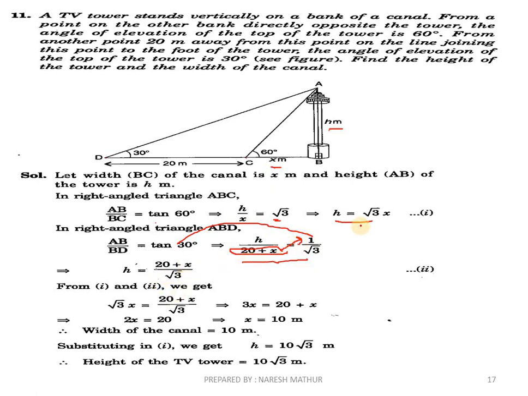Now again we have the two different values of h. We can equate both the first and second equation. After equating it, we can see root 3 into root 3 is 3x. So the value of x, this width of the canal, is getting 10 meter. Now we need to find h. So by equation 1, h would be 10 root 3 meter. Alright, the height of the tower would be 10 root 3 meter. Easy.